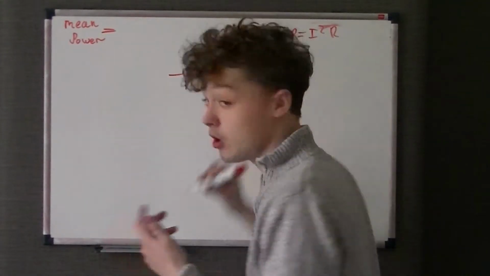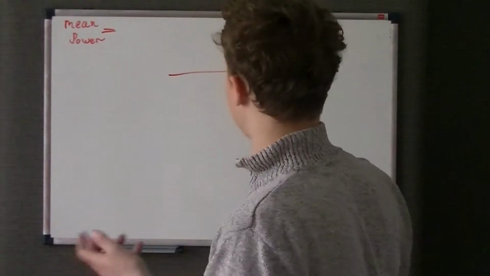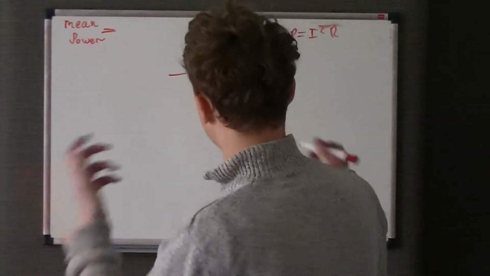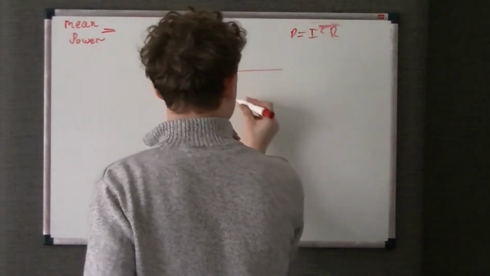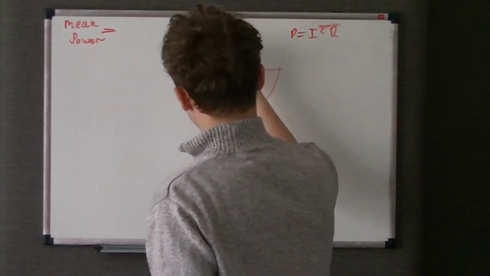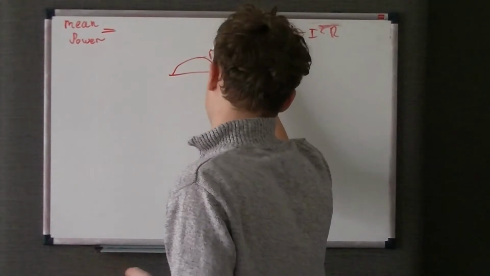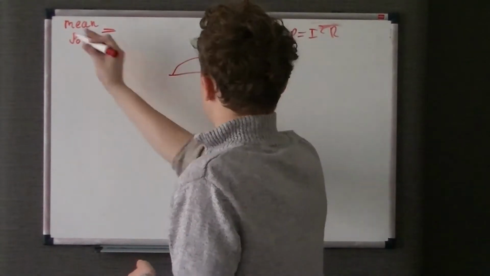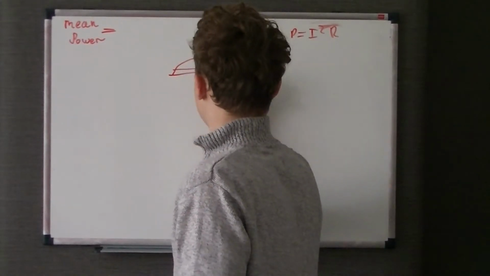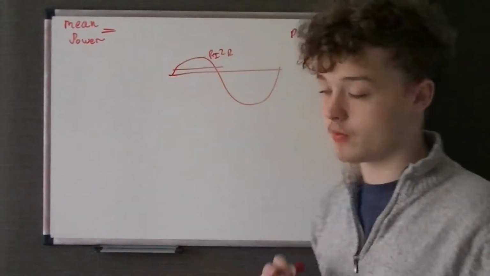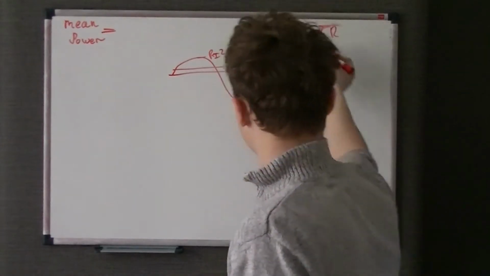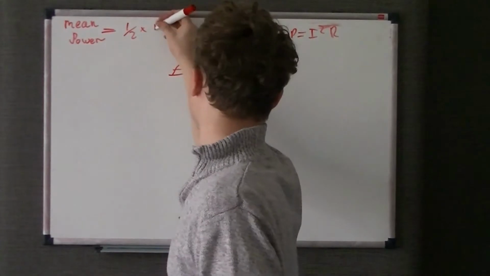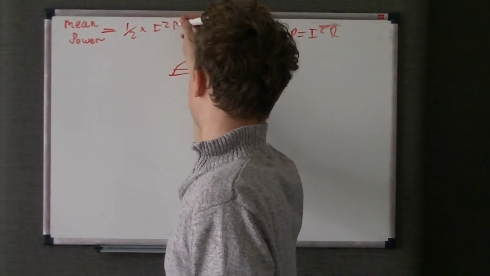I'll rub this off, but I'll explain where we got these values from. So say at this point it should be equal distances away. That's P equals I squared R. This mean power is going to come somewhere halfway between that. So basically we're going to times this by a half, or 0.5, times I squared times R.